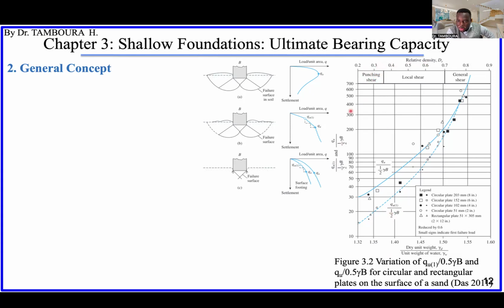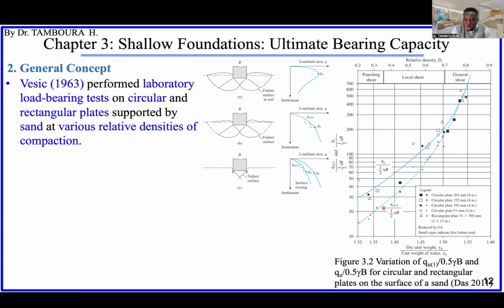This is in sand, only sand, and you will see later why we normalize this by this, because this is about the bearing capacity. This is in the formula of bearing capacity, which we will see later. Local failure happens in this range of relative density, if you want, and general failure happens in this range of relative density. But anyway, the person who did this study was Fasick in 1963.